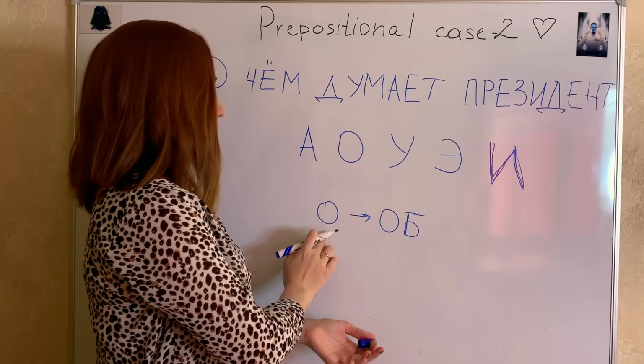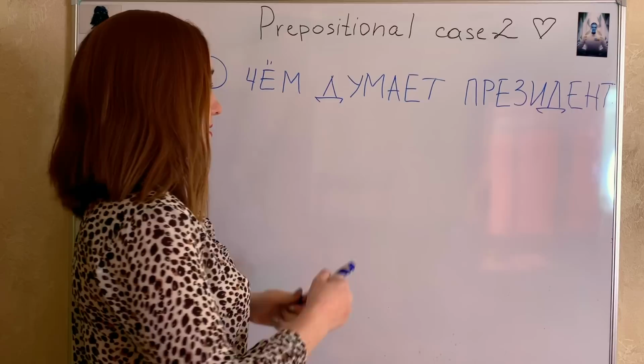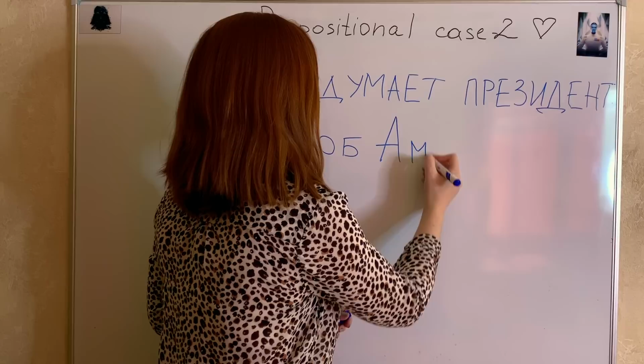So let's have a look at the examples. The very same question, о чём думает президент, but this time we'll say that he is thinking maybe об Америке, about the USA, об Америке.